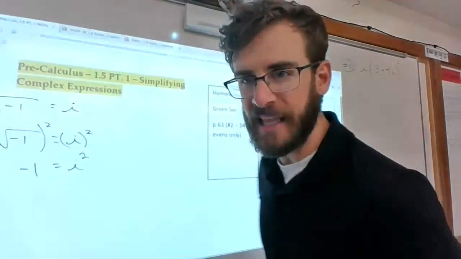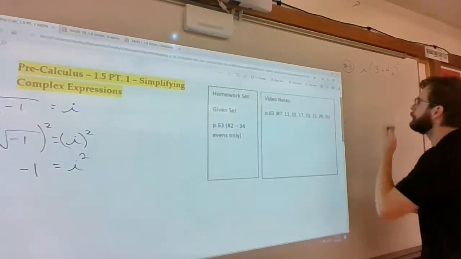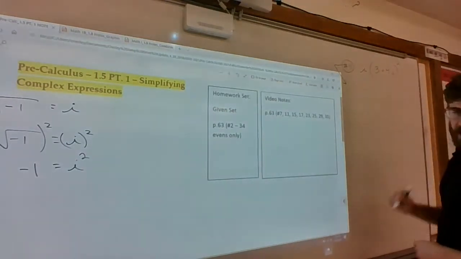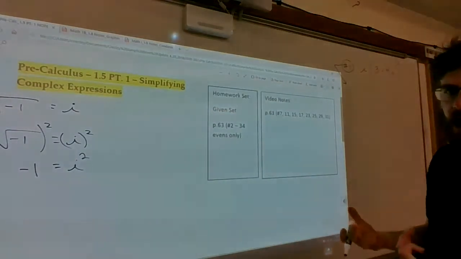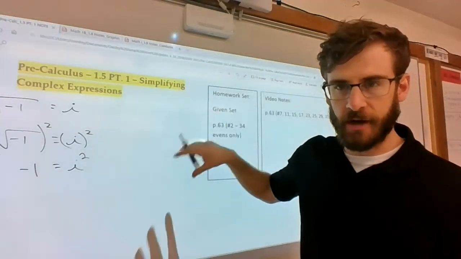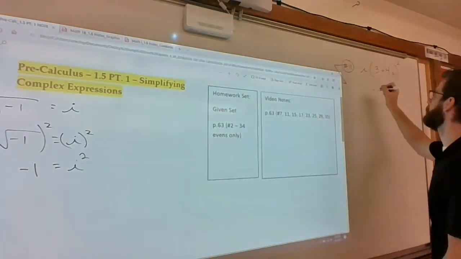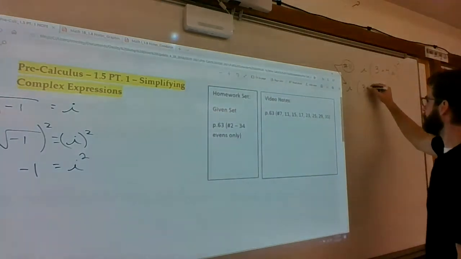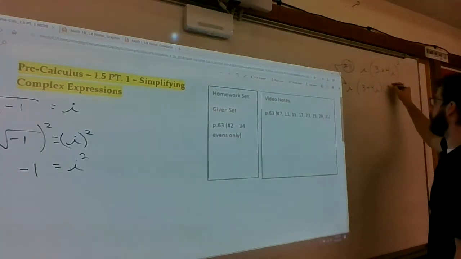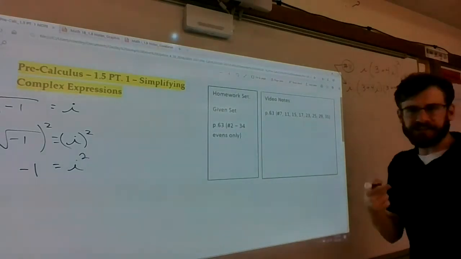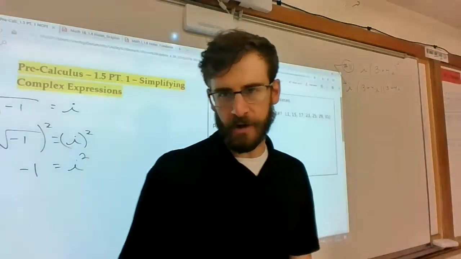Let's try number 11. On number 11, again, we're just reviewing operations of polynomials within the context of imaginary numbers. You can rewrite this as 3 plus 4i times 3 plus 4i if you want to. There's a square here, but in class the other day, I told you guys that there's a shortcut for it.